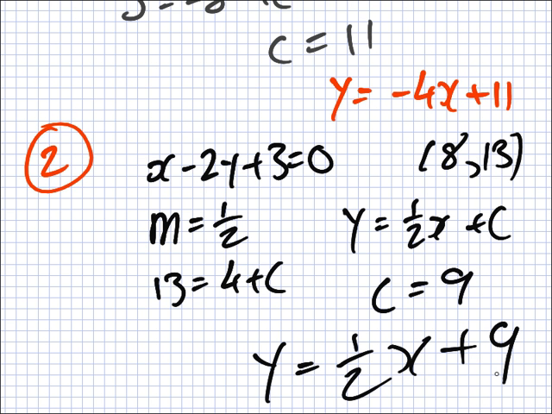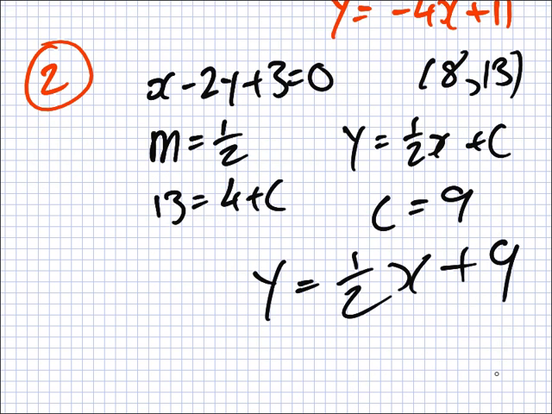Now, if you think you got that right, give yourself a tick, and if you got it wrong, an X. So if you make the mistake of putting 13 equals a half x plus c, like you put the values of y and x, then I'm giving you 0. The whole question is 0.